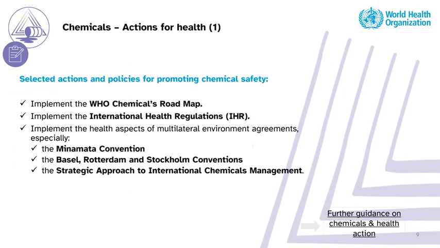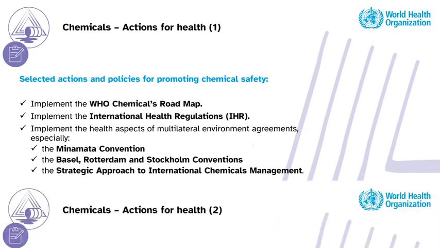This and the following slide list selected actions and policies for increased chemical safety. Implement the WHO Chemicals Roadmap to enhance health sector engagement in the strategic approach to international chemicals management. Implement the International Health Regulations, or IHR, which includes the strengthening of core capacities to deal with chemical incidents and emergencies. Implement the health aspects of multilateral environment agreements, such as the Minamata Convention, the Basel, Rotterdam, and Stockholm Conventions, and the strategic approach to international chemicals management.